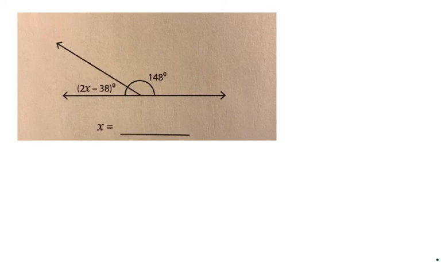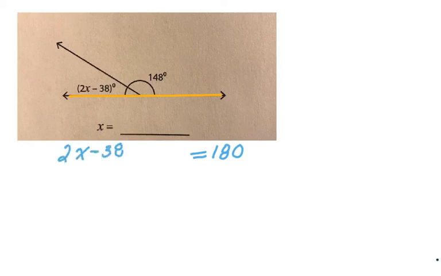I know that this is a straight line. See, here's my straight line. So I know that it will be equal to 180. So I'm going to make it equal 180 degrees. Let's put it all together. So I'm going to go ahead and start with 2x minus 38 plus, because we're adding these two together, 148.